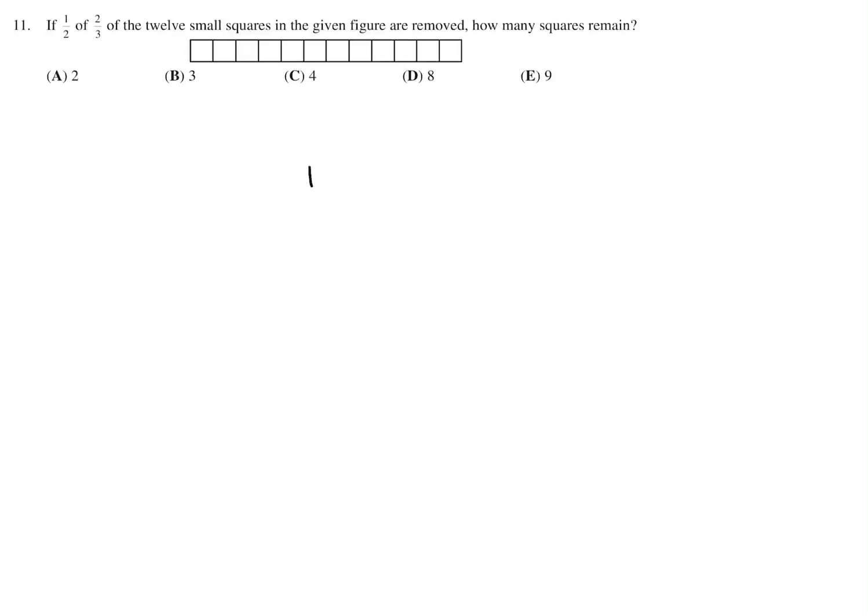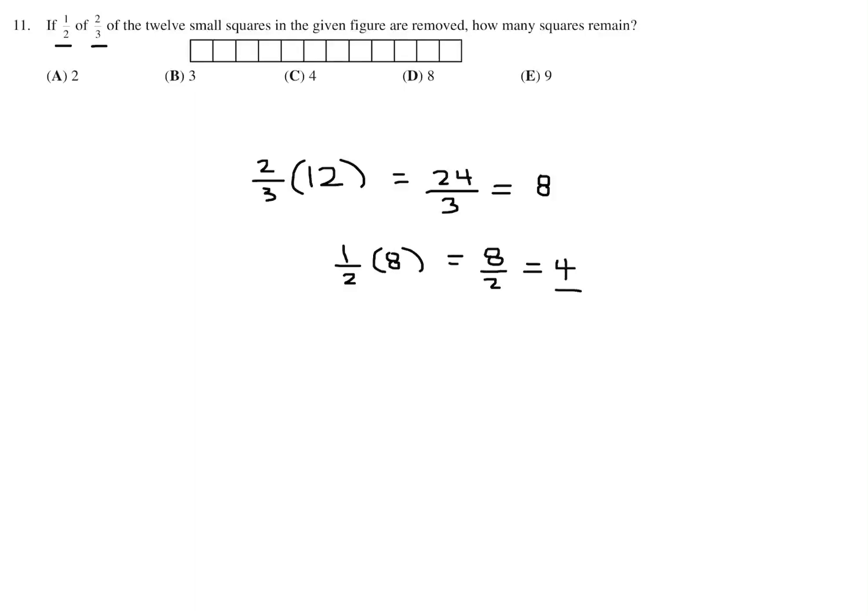So we have 12 squares, and let's just concentrate on the 2/3. 2/3 of those would be 2/3 times 12, which is 24 over 3, which is 8. And then they're saying 1/2 of that. So 1/2 of 8, which is 8 over 2, of course, which is 4. So 4 are how many are removed.